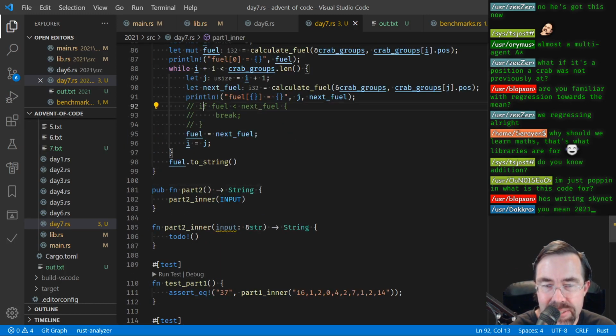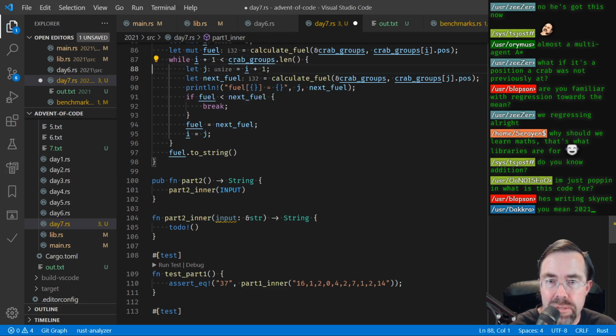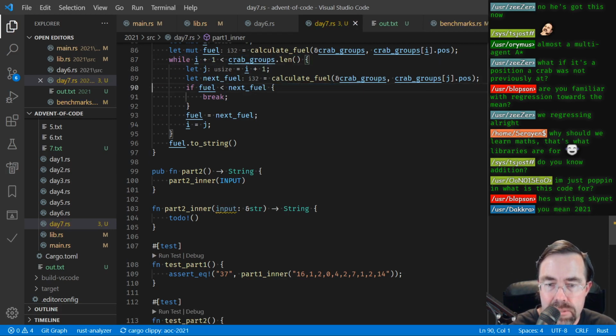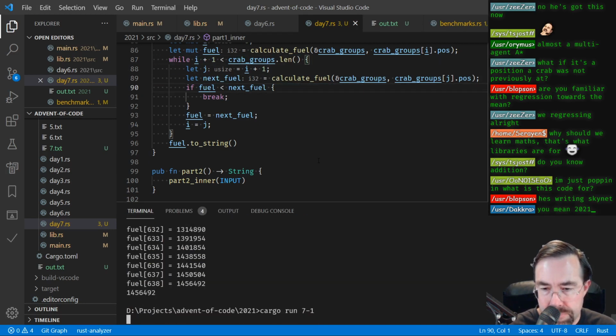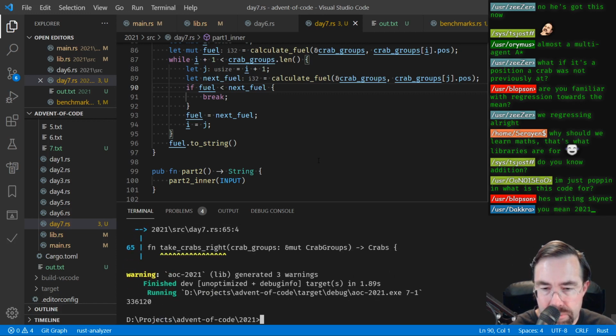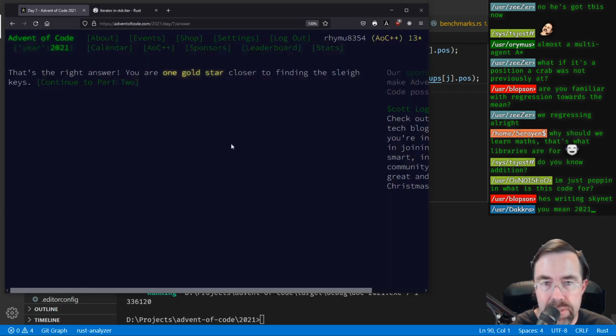All right, so we can undo that, and we can remove the prints. Yeah, okay. It's probably really horribly slow, but at this point I don't care. Let's move on to part 2.